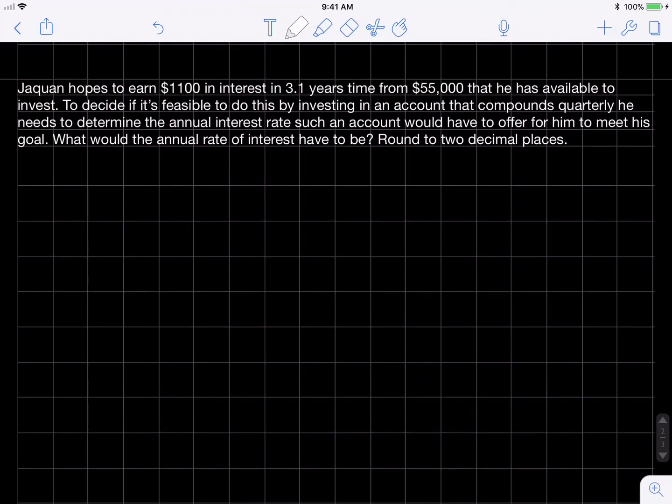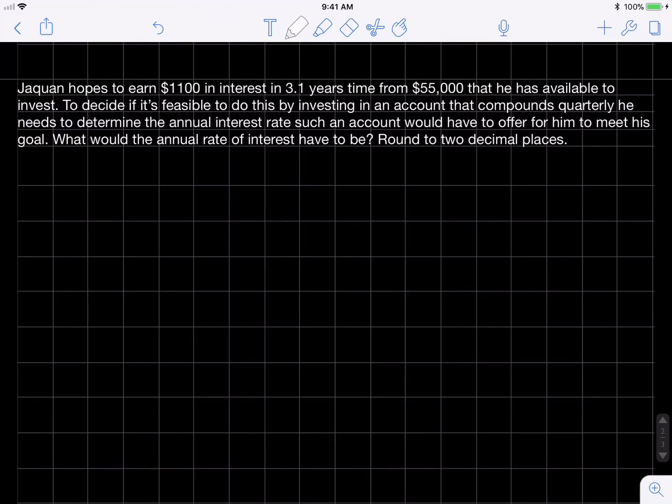Okay, question 2 is a little bit more tricky. In question 2, we have Jaquan hopes to earn $1,100 in interest in 3.1 years' time from $55,000 that he has available to invest. To decide if it's feasible to do this by investing in an account that compounds quarterly, he needs to determine the annual interest rate such that an account would offer for him to meet his goal. What would the annual rate of interest have to be, rounding to 2 decimal places?